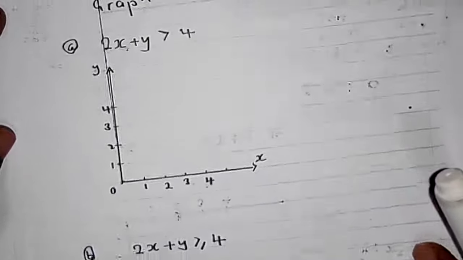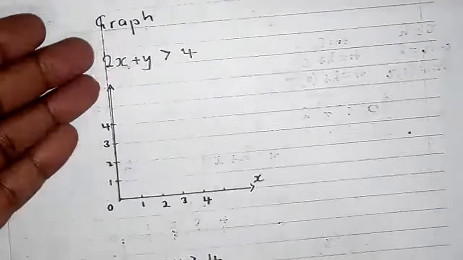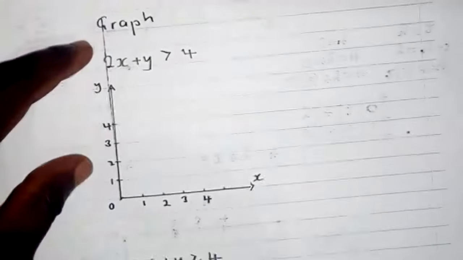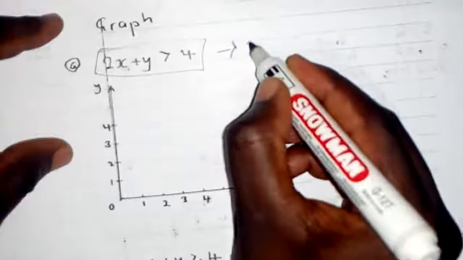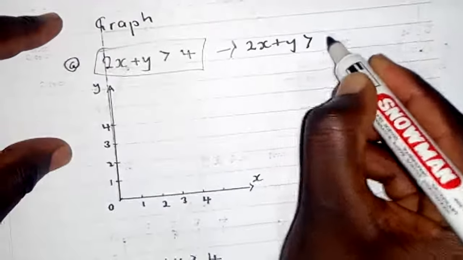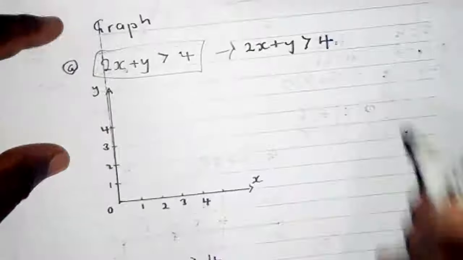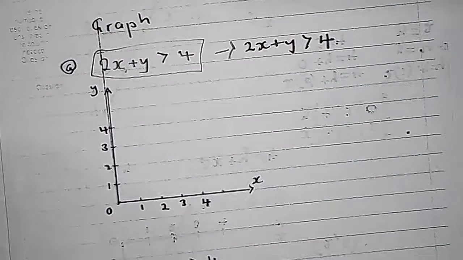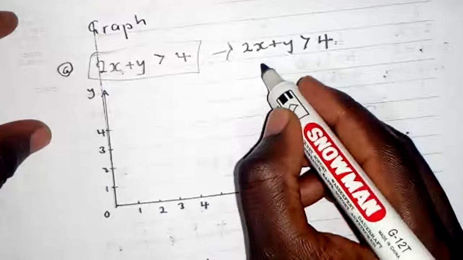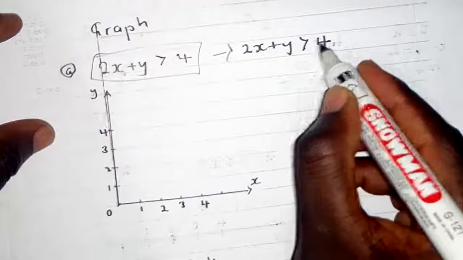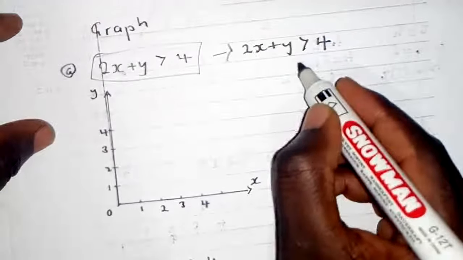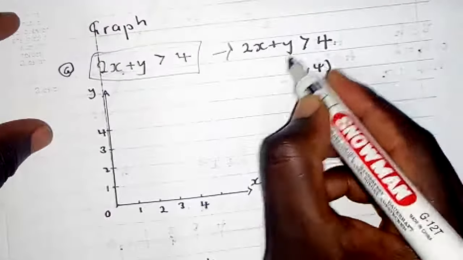So look at this one, the question we have over here. Let me write it properly here. It's 2x plus y is greater than 4. So how do you plot this one? The same procedure. You let x is equal to 0. You put 0 here. You find that your y will be 4. So you have 0, 4.